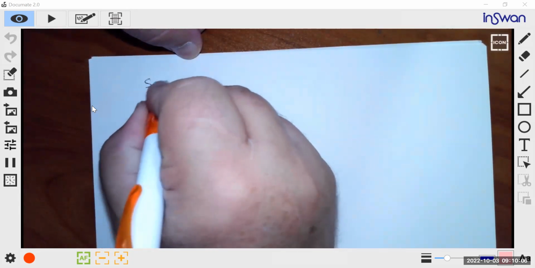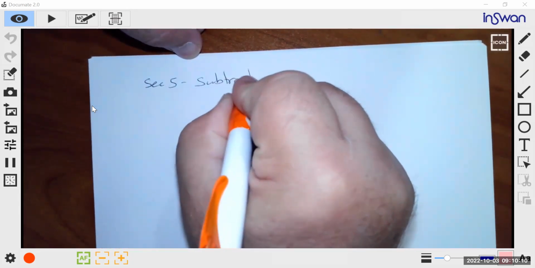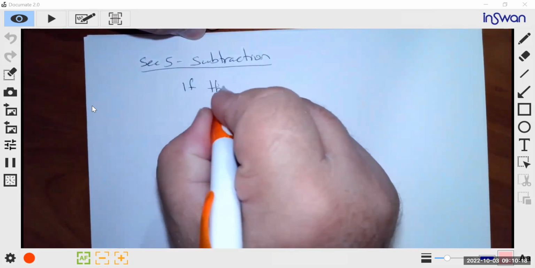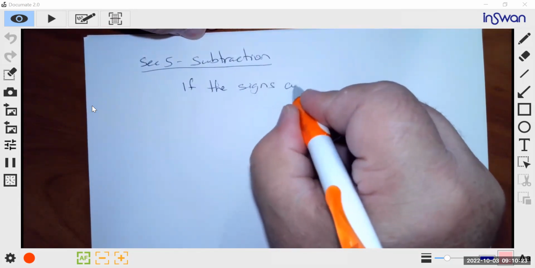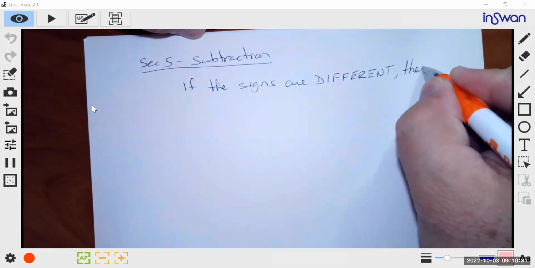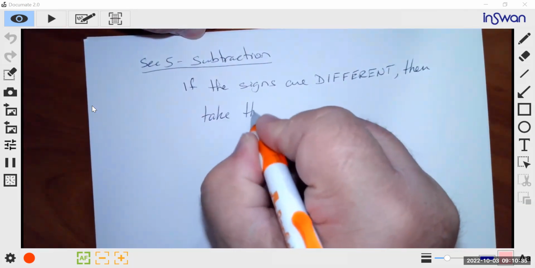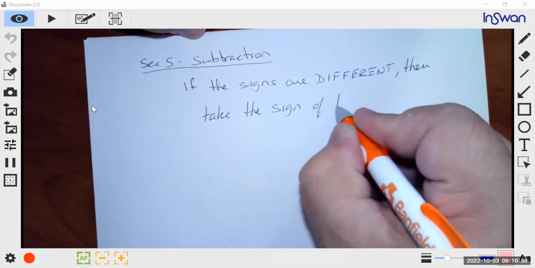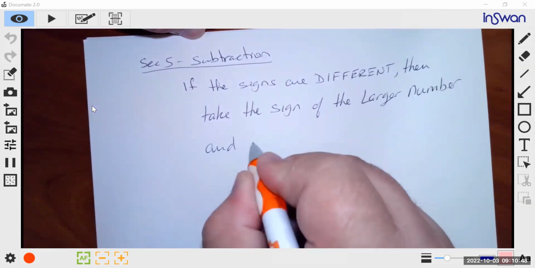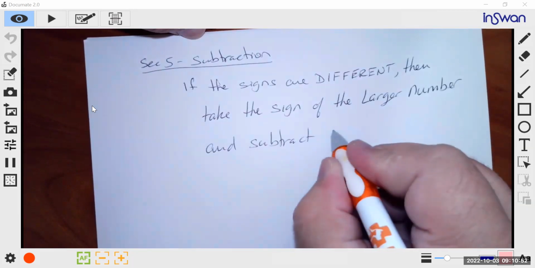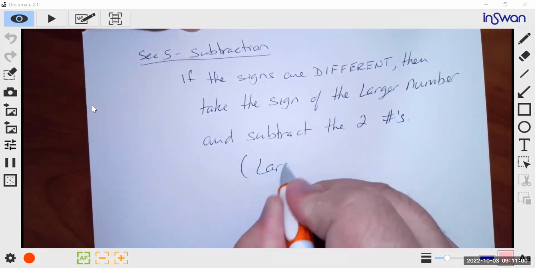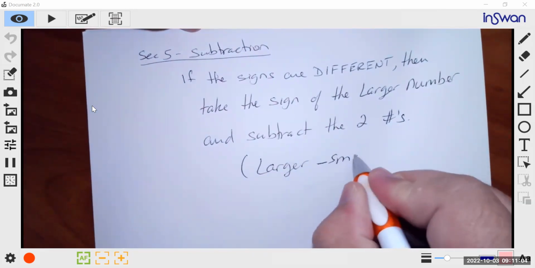Subtraction. This is section 5. If the signs are different, then take the sign of the larger number and subtract the two numbers. Larger minus smaller.